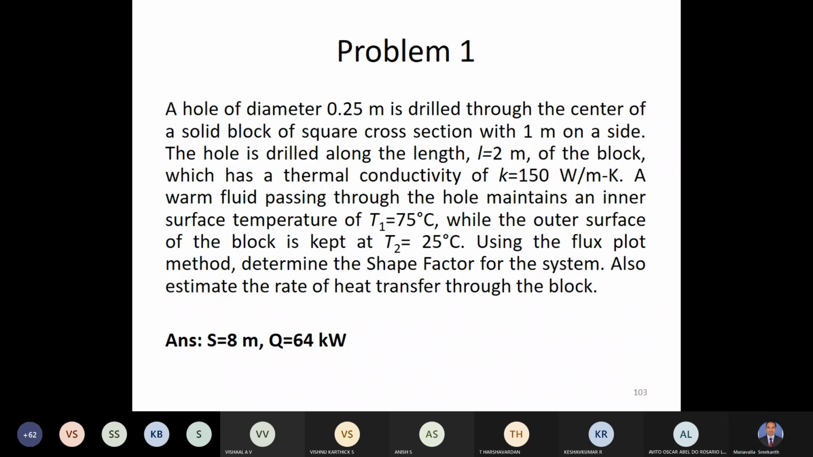Now, a hole of diameter 0.25 meters is drilled through the center of a solid block of a square cross section with 1 meter on each side. The hole is drilled along the length L is equal to 2 meters of the block, which has a thermal conductivity of K is equal to 150. A warm fluid passing through the hole maintains an inner surface temperature of T1 75 degrees Celsius, while the outer surface of the block is kept at T2 25 degrees Celsius. Using the flux plot method, determine the shape factor of the system. Also estimate the rate of heat transfer through the block. So this is the problem.